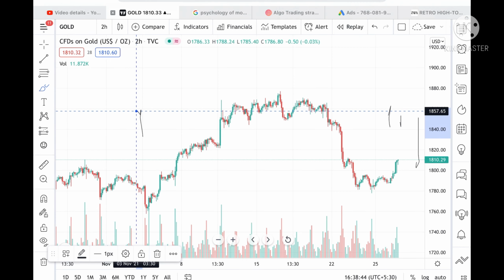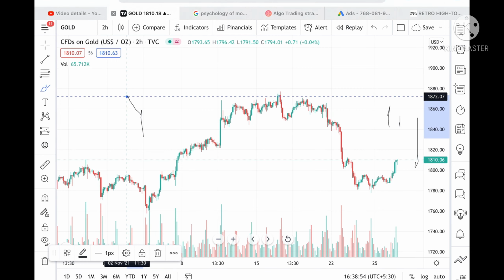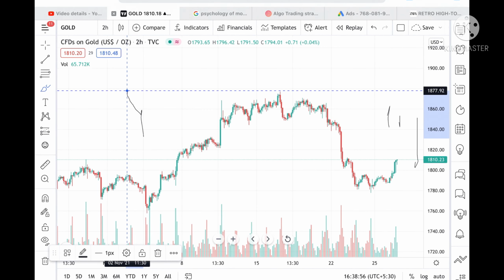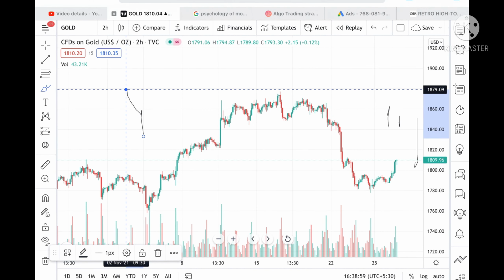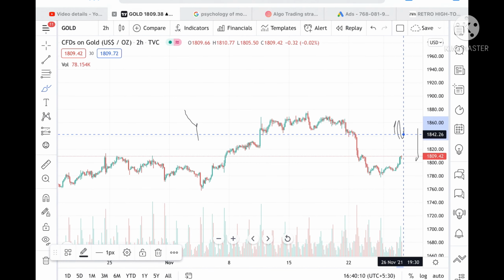Okay, once the price goes above this level, then we can see it can go and touch a level of 1864, and once this level is touched, then we can see it can go further upside to a level of 1872. Okay, and if it goes above this level, then we can see it can go and touch a level of 1832.